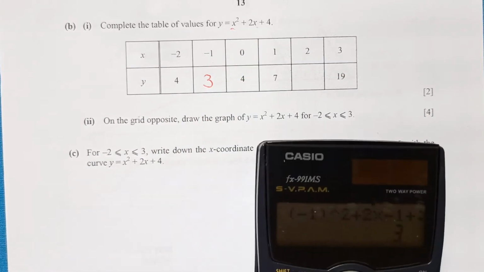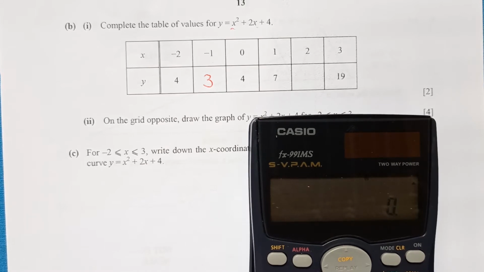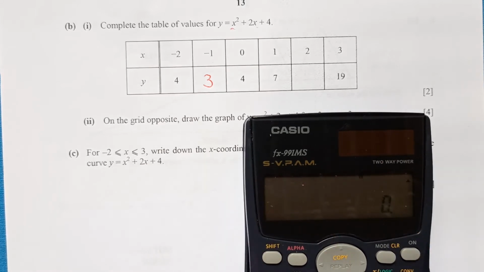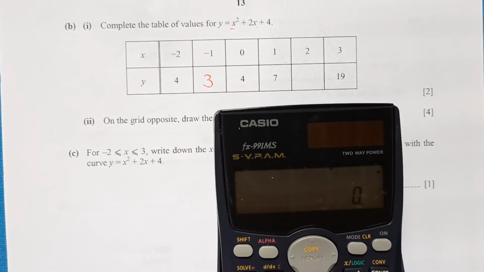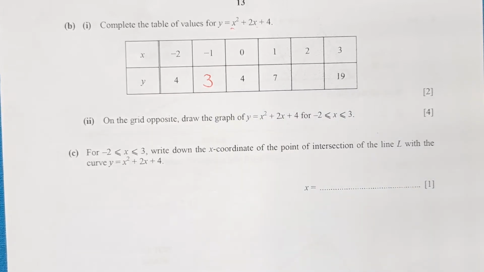Okay. Now next x is 2. Now there it is positive, so there is no need to put brackets. You can directly write down 2 squared plus 2 times 2 plus 4. So this is 12. So the value is 12. So we can write down the value here, 12.